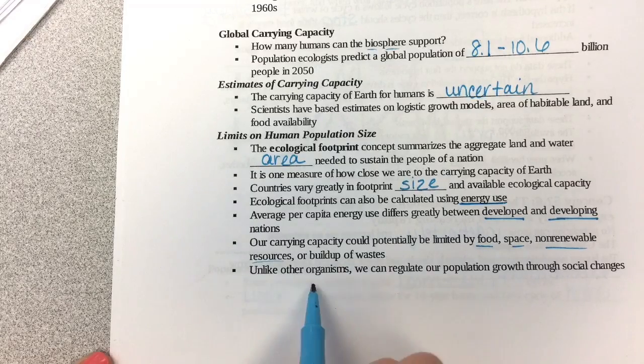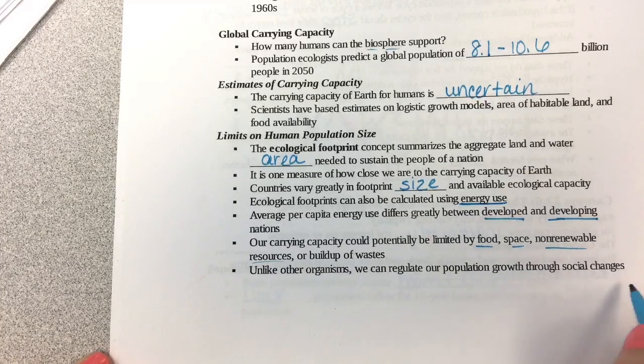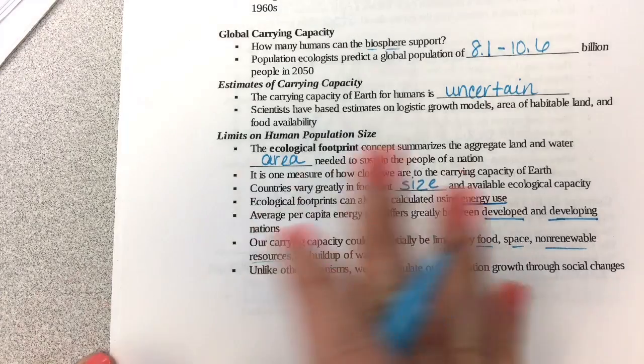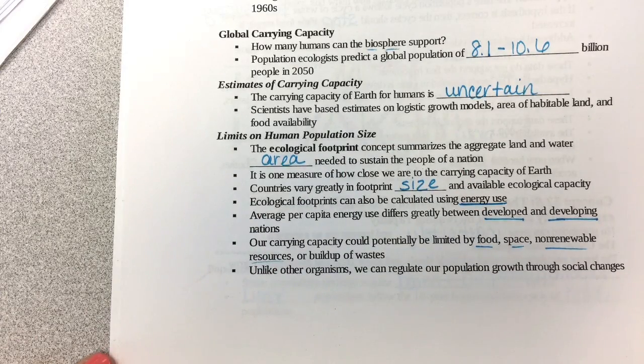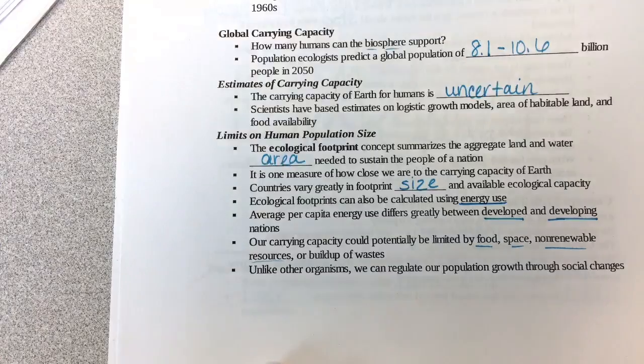And so, unlike other organisms on Earth, we can regulate our population growth through social changes. And so we have an advanced brain to be able to handle and to work to solve some of these problems that we face with a growing population. And that is chapter 52.